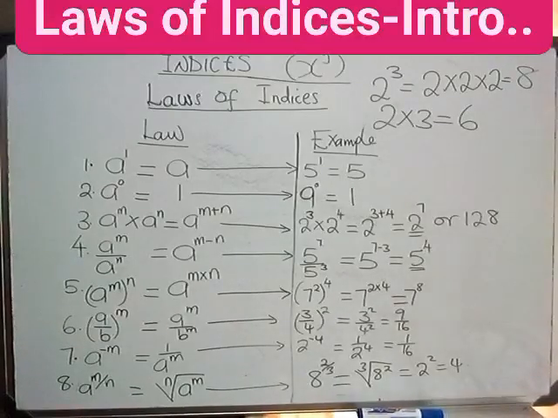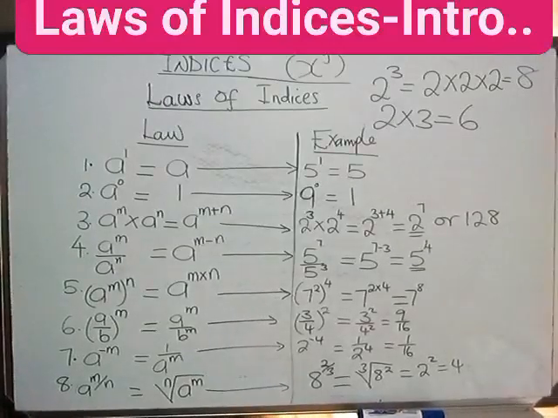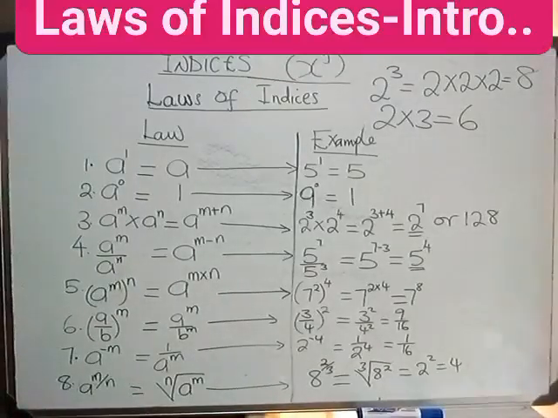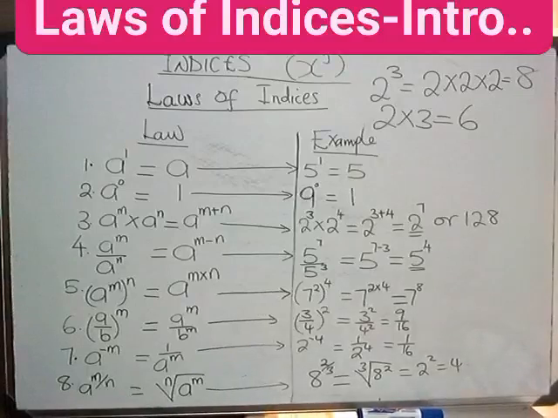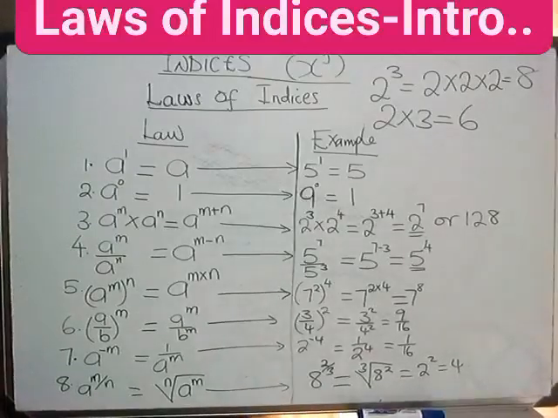Then we have law number 5, open bracket a to the power m, close bracket, to the power n. So we have m and n as indices. When you have a number which has got two indices, you keep that base and you multiply the two indices. So in this case we have a to the power m times n. Example, we have 7 to the power 2, all to the power 4, which is 7 to the power 2 times 4. And the answer is 7 to the power 8.